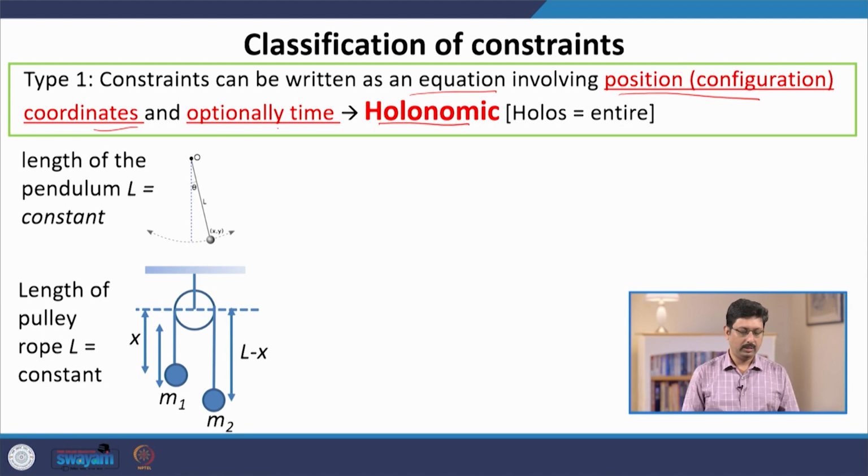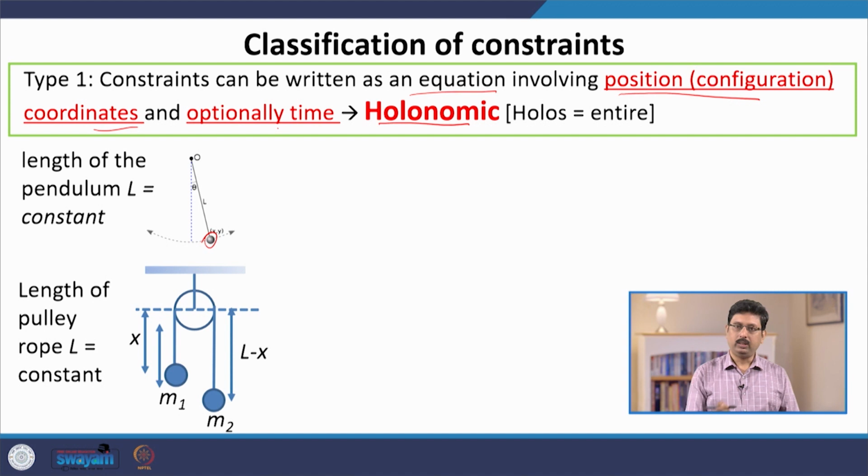To give you an example, if you are analyzing the motion of a pendulum, let us say this bob is your system, then it follows a constraint that the length of the pendulum, L, is constant. So, that puts a constraint on the possible position of this bob, the x and y coordinates of this bob.